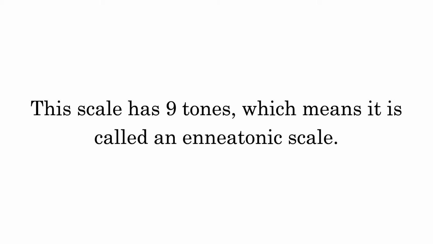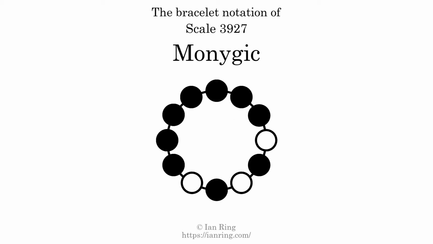This scale has 9 tones, which means it is called an enneatonic scale. This is a bracelet notation diagram of scale 3927. The shaded circles represent tones that appear in the scale, and they are read clockwise, starting at the top.